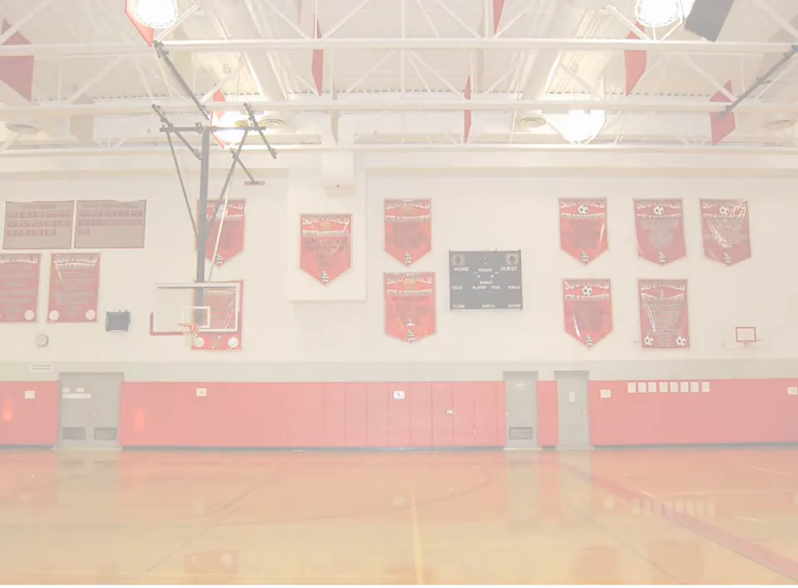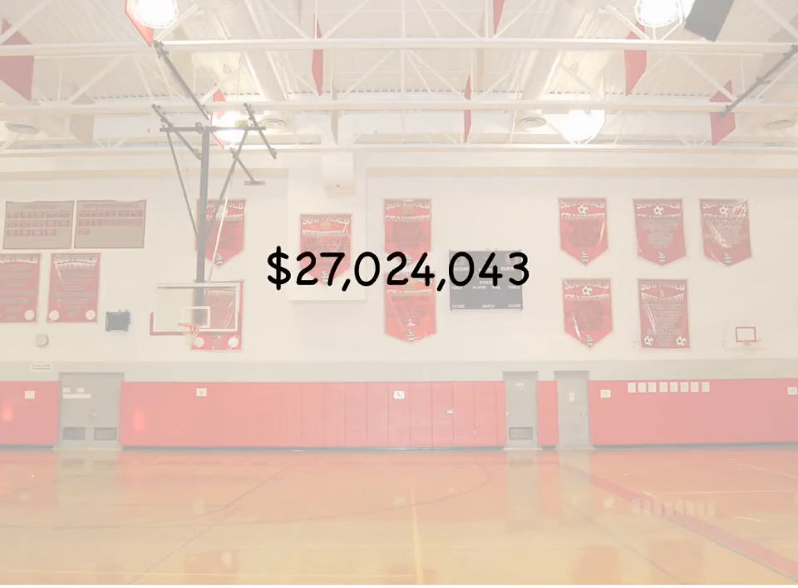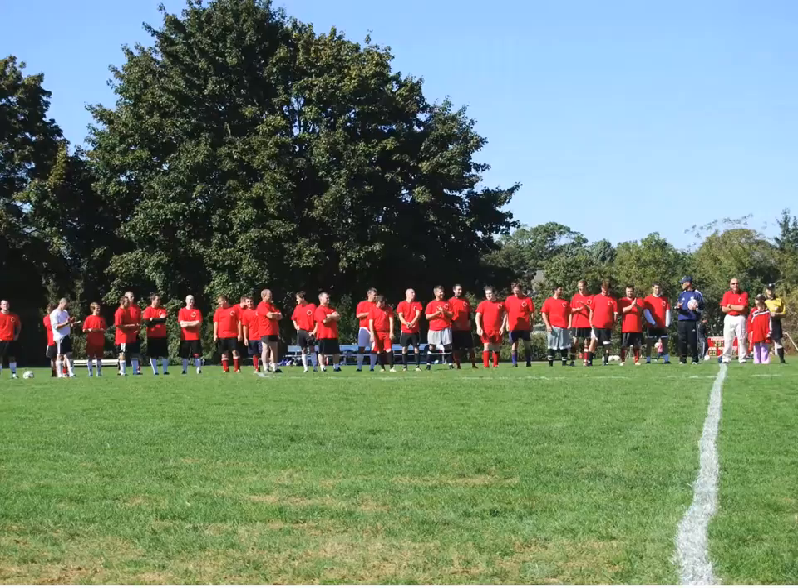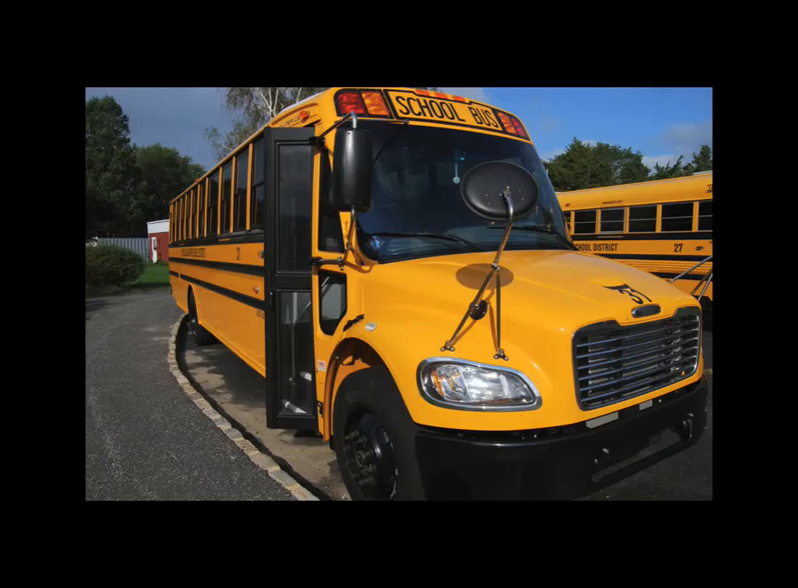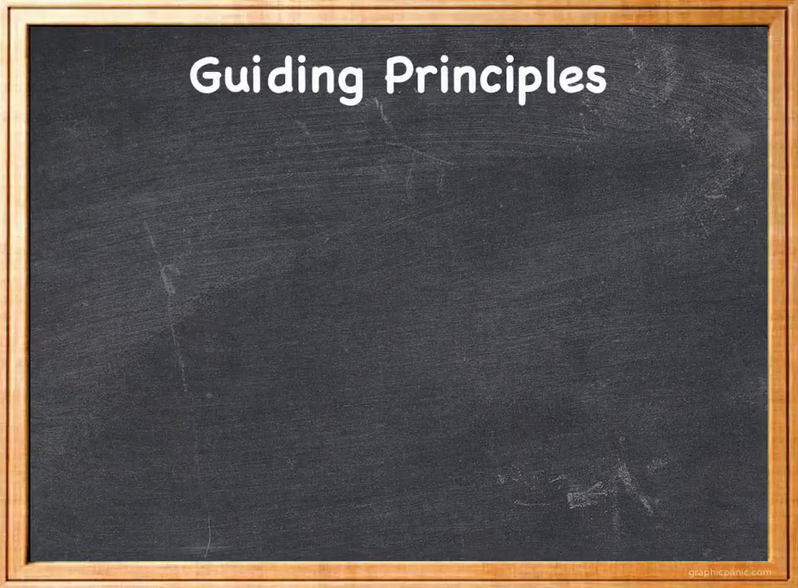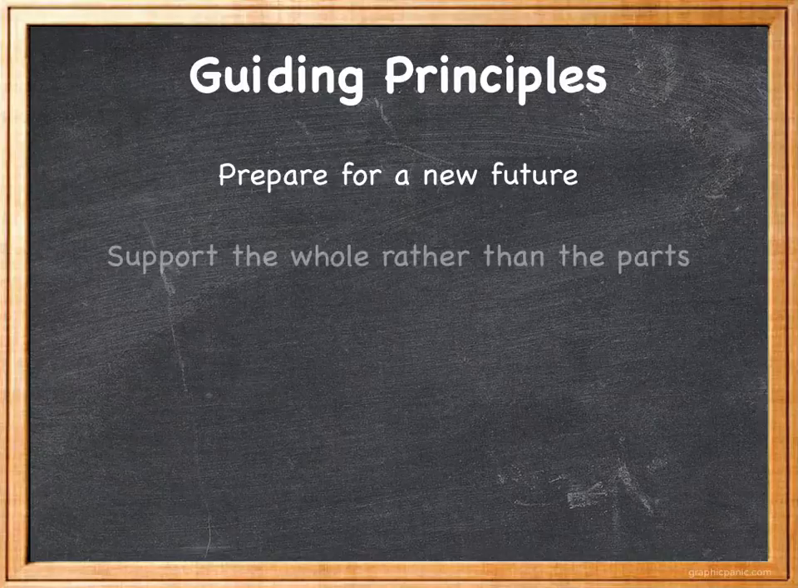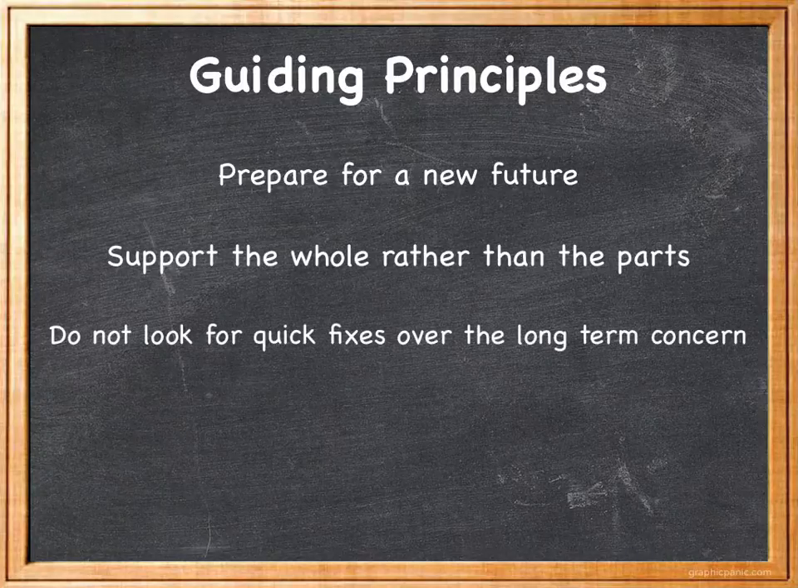We begin with the budgeted number for expenditures of the current school year, $27,024,043. This number reflects all of our obligations to fund programs, services, and operations for the school district. When preparing a budget for the future, the school district maintains three guiding principles: prepare for a new future, support the whole rather than the parts, and do not look for quick fixes over the long-term concern.